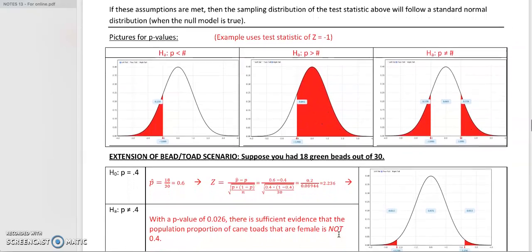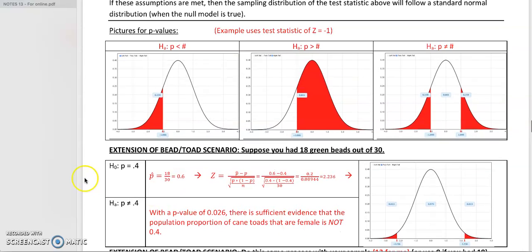Well, if I'm going to work through a problem, let's say that my hypotheses are p equals 0.4. So this means that I think that 40% of the cane toad population is female, versus an alternative that just says p is not 0.4. So something other than 40% of the population is female. So the steps that I'm going to go through, first I need to figure out what p hat is. What is my sample proportion? Well, 18 out of my 30 cane toads were female, so I'll take the number of female cane toads divided by 30, and I get a sample proportion of 0.6. So in my sample, 60% were female.